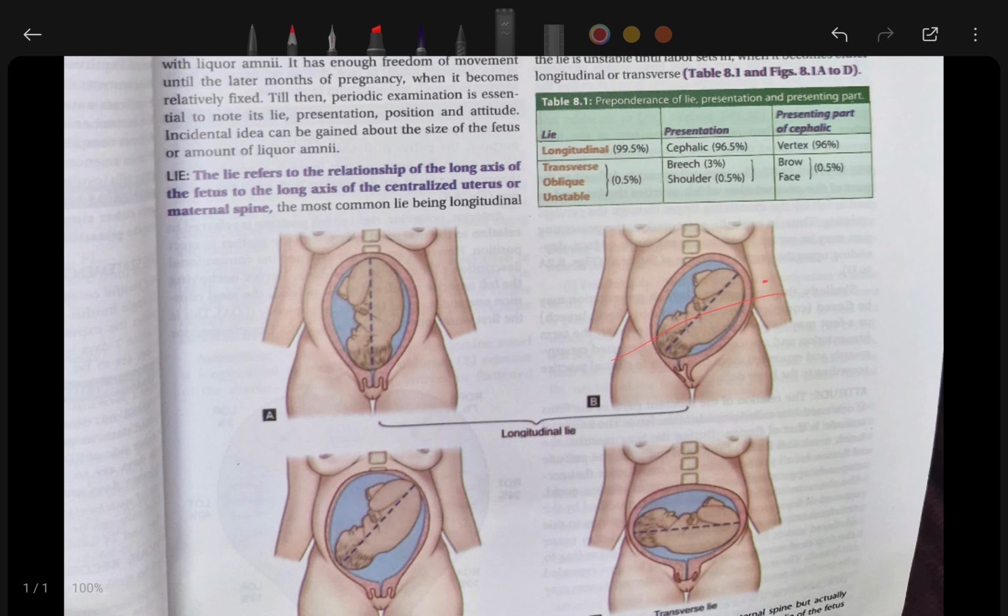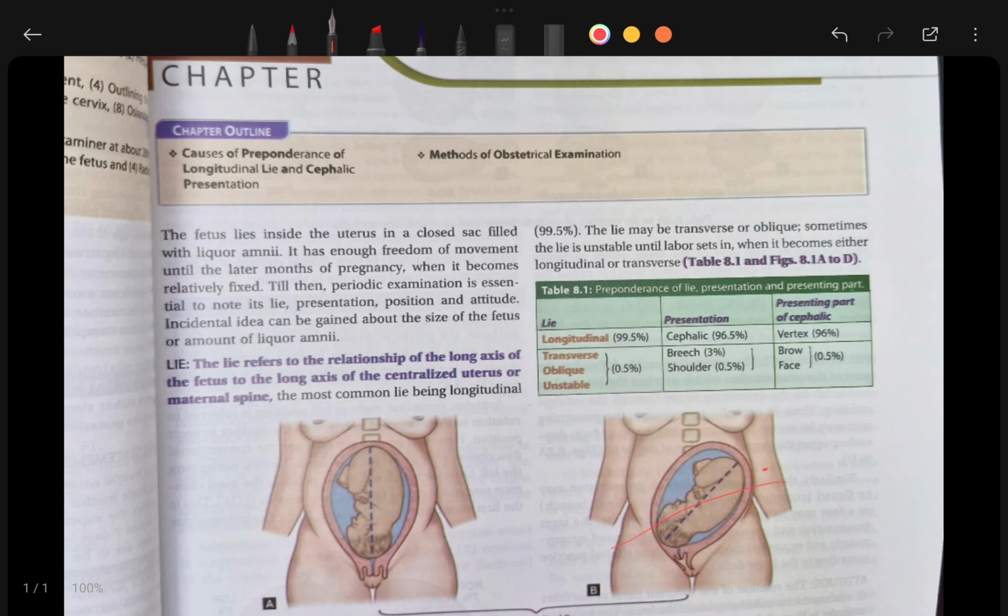99.5% of lies will be longitudinal, in which cephalic is a presentation, that is, the head near the internal os, and the presenting part, that is the bony part which you feel, is the vertex. In 96% of cases, the vertex will be the presenting part. The remaining, rarely, about only 0.5%, you see transverse, oblique or unstable lie. This is a transverse lie, this is an oblique lie, and unstable means that it will keep on changing.